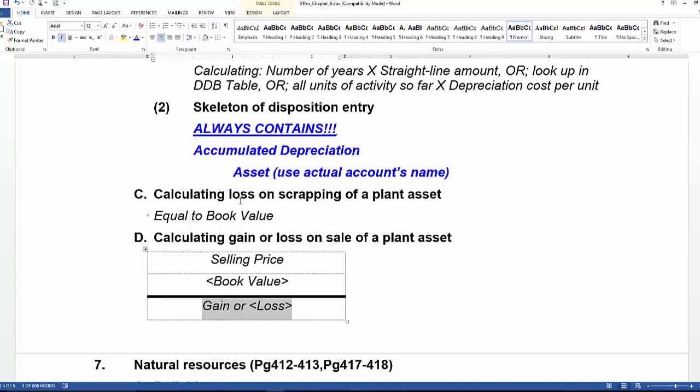In the case of an asset, when you're scrapping it, you could think of it as kind of like a zero selling price minus some kind of book value equals a loss, because basically you either have a loss or no loss, but never a gain on scrapping. We have a worksheet that goes over dispositions of plant assets, and that's this guy here.